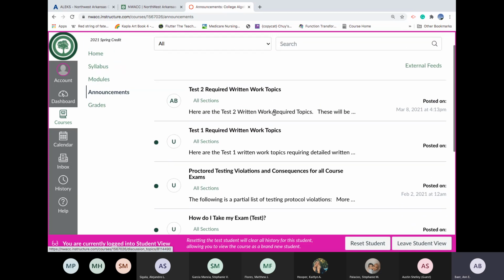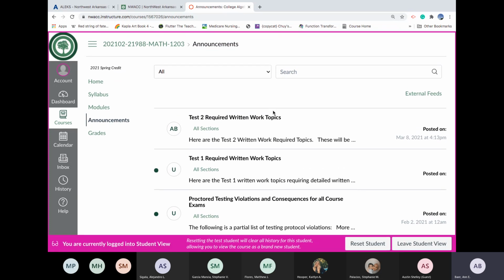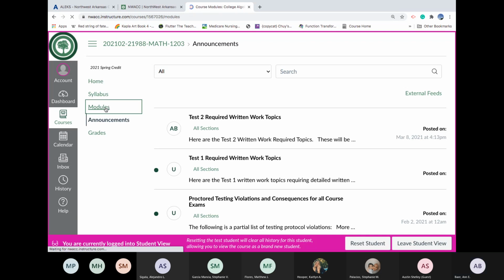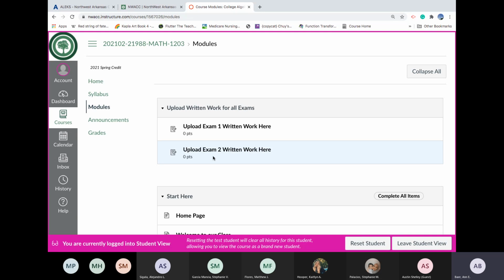And then the last item I wanted to mention here is when you complete your test, you are required to upload the written work for the first 7 problems. To do so, you want to click on modules here, and then you will see upload exam 2 written work here. So that's where you want to go to upload your written work for exam 2.